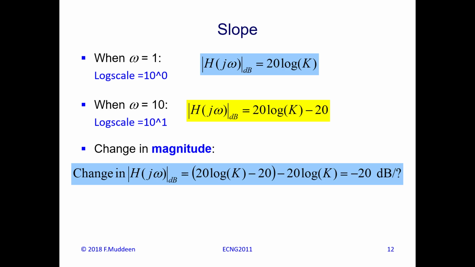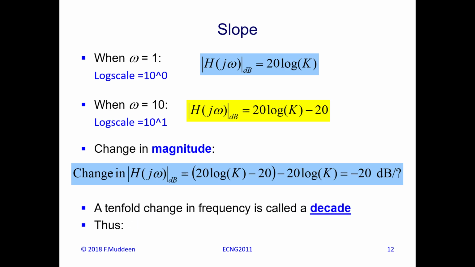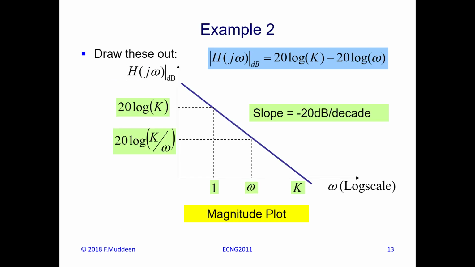And because this change happened across omega 1 to omega 10, this is what we refer to as a tenfold change, which is a decade. And we just now saw from the previous graph that the behavior of this was linear. So our slope therefore has a minus 20 decibel per decade gradient accordingly. So this actually is our resultant graph for example 2 here, indicating that the slope will have a constant gradient of minus 20 decibels per decade.